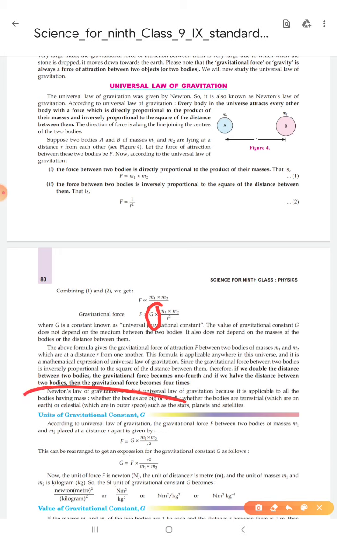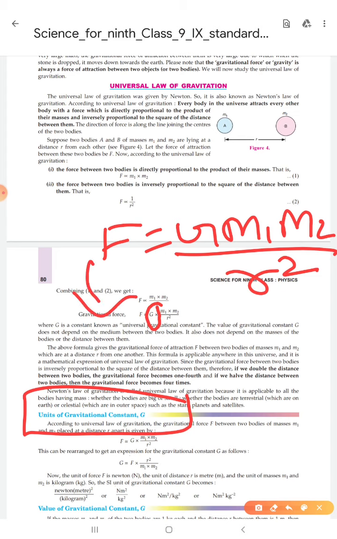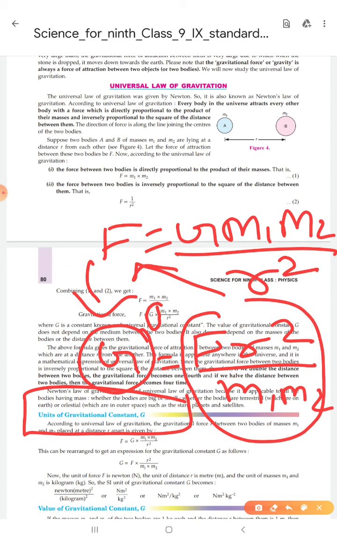Then let me talk about the unit of gravitational constant. If we are able to remember this formula, then we have no problem finding the unit of gravitational constant. How can we find out the unit of gravitational constant G? We can find the value of capital G from this formula. G equal to, it will move here, Fr square upon m1 m2. So if you want to find the unit for gravitational constant G, then its unit should be equal to the unit of this whole term.